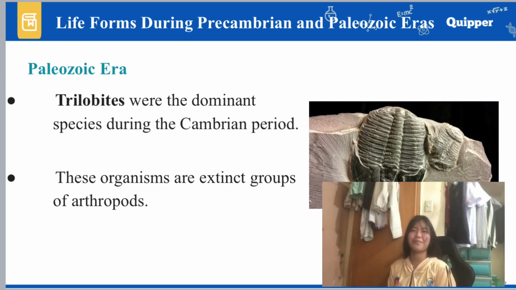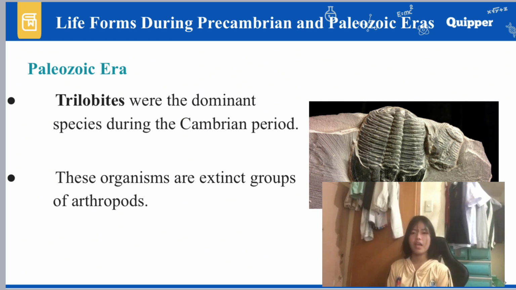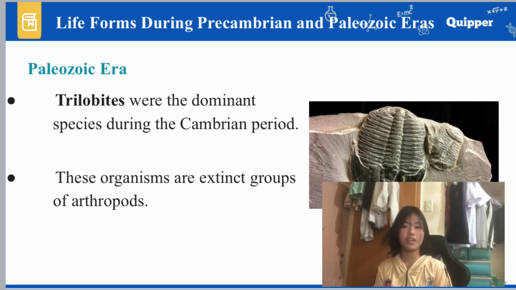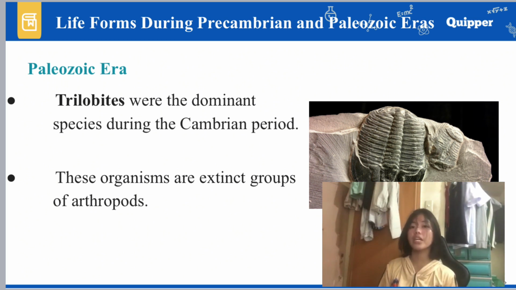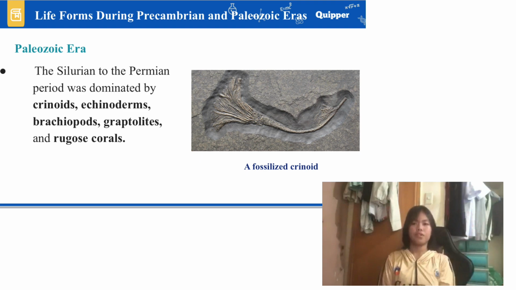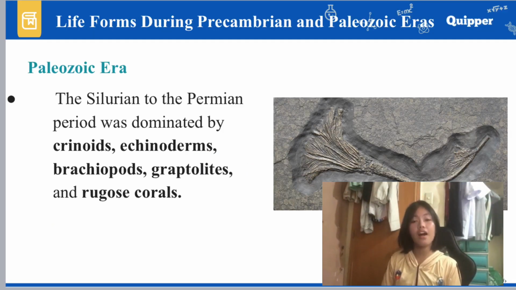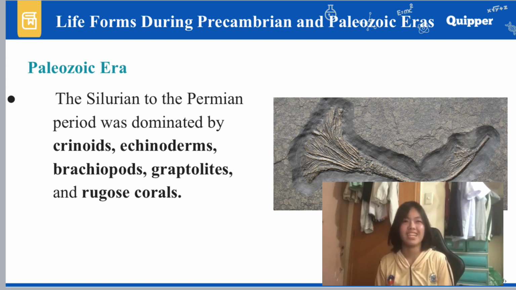These are extinct marine arthropods from the class Trilobita, and this fossil appears in the early Cambrian period. This is also known as the group of arthropods. So first, the crinoids. Crinoids are marine invertebrates.